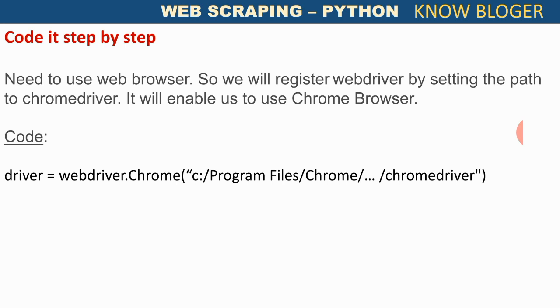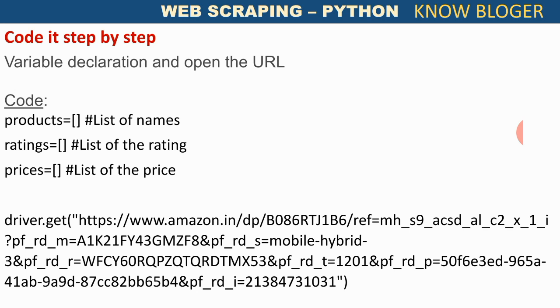Driver is an object, and then driver equals webdriver.Chrome. In the bracket, I will need to mention the Chrome driver path. Okay, so the path will be different in different systems. So what I will do next, I will define three arrays as variables, because I need to collect three records: product, rating, price. We don't need the brand name, so we are not defining the brand variable. If I need it, then I will obviously define a brand variable also.